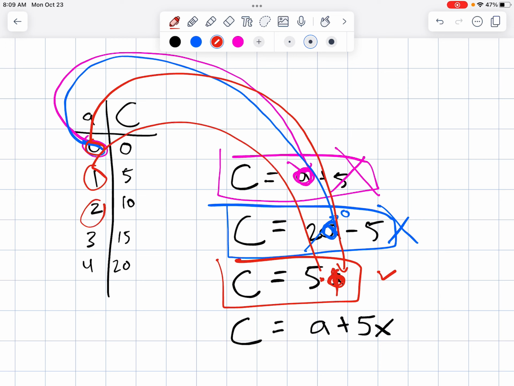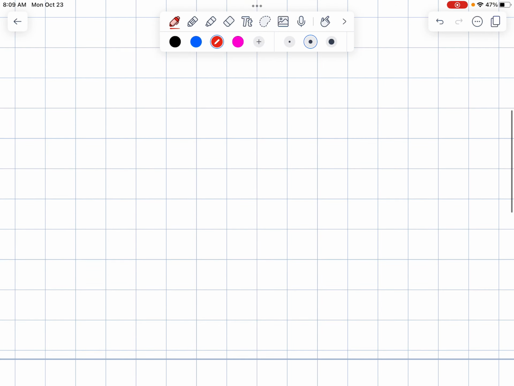So in this one, the approach I'm taking is kind of a multiple choice test taking strategy. We're just trying to find the best option here for our equation. Okay, let me give you a different example here, and this time you write your own equation.